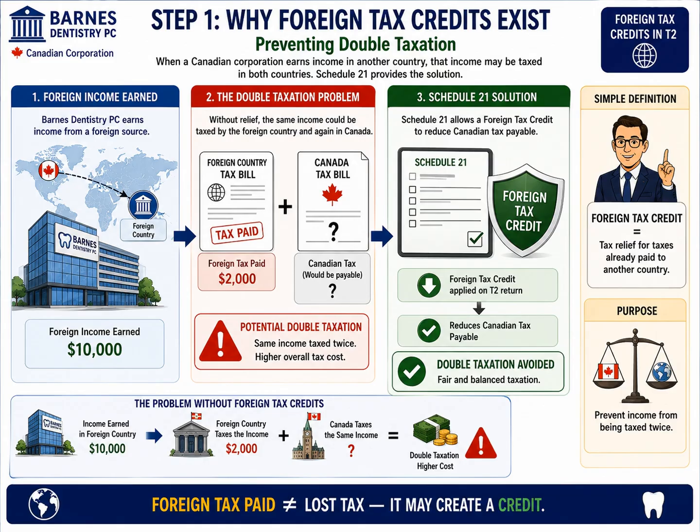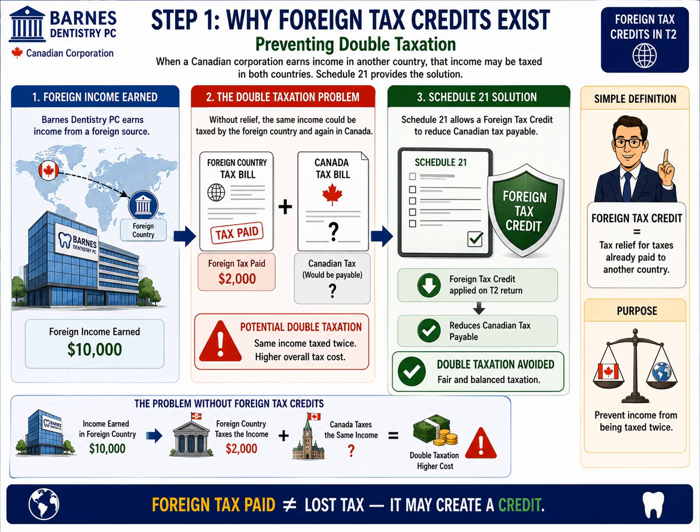The purpose of the credit is not to eliminate all tax. The purpose is to prevent the same income from being taxed twice. The balance scale shown on the right side of the slide represents fairness. The Canadian tax system attempts to create a balanced outcome by recognizing taxes already paid abroad.